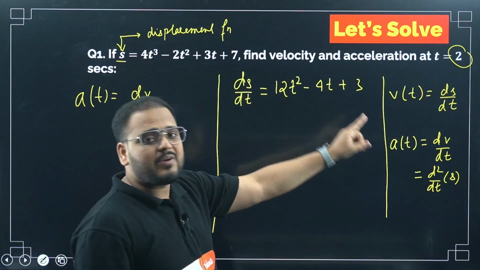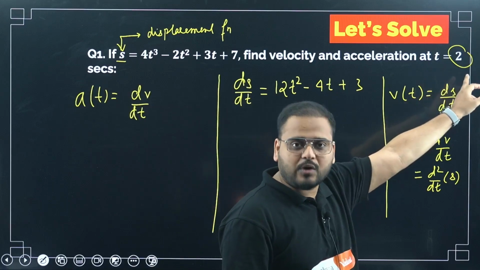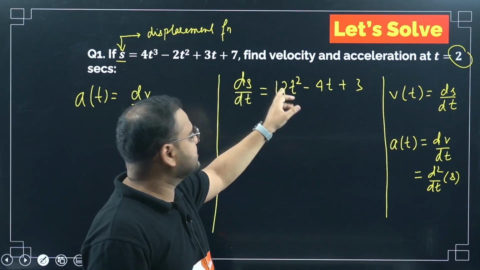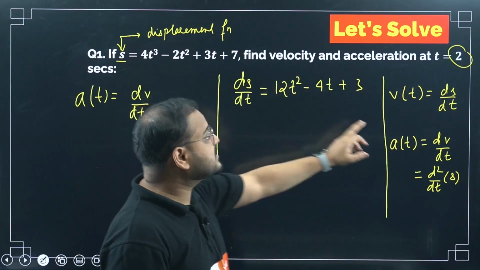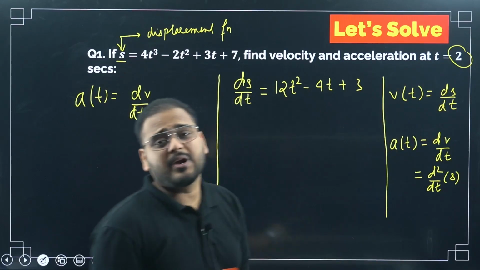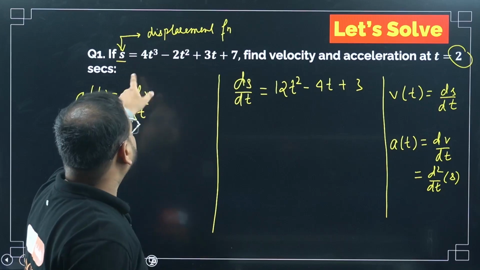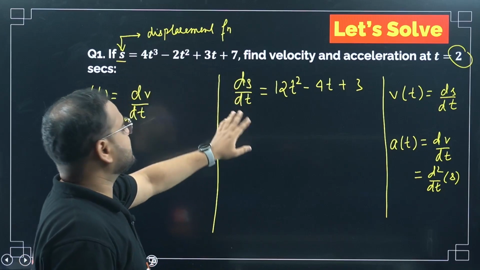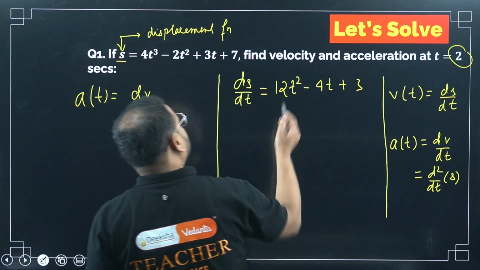Since the t value, if the t value was just 1, I don't have to do it, right? Because then it will make no difference. But since the t value is 2, 1 square is 1, so no problem, but 2 square will be making a big difference. So let's check here. 12t square minus 4t plus 3. I did not consider the square of this term.